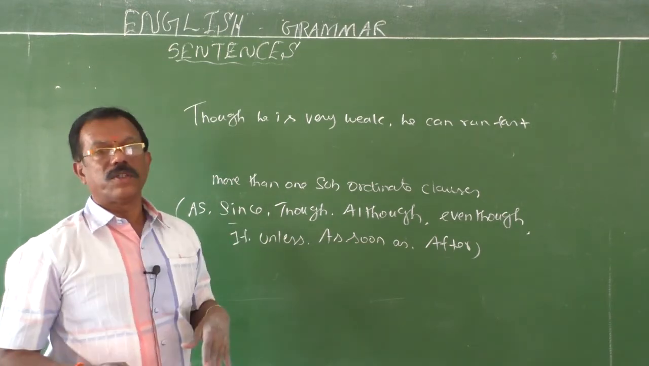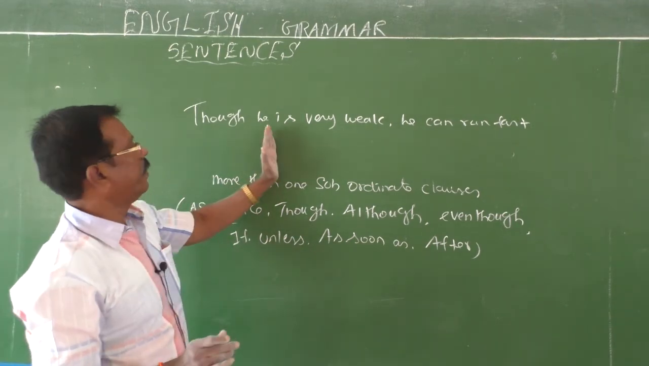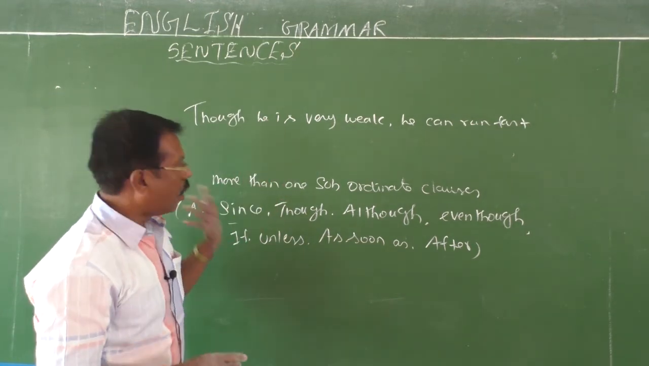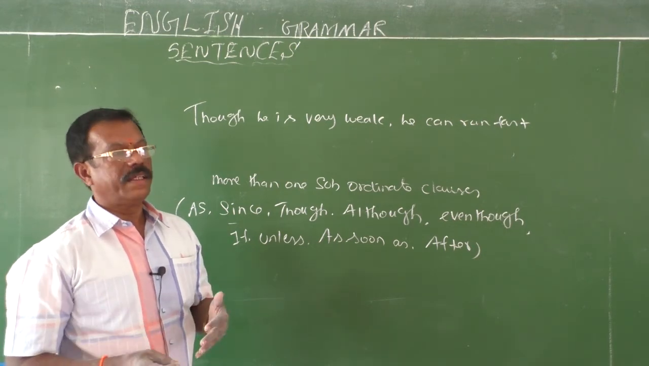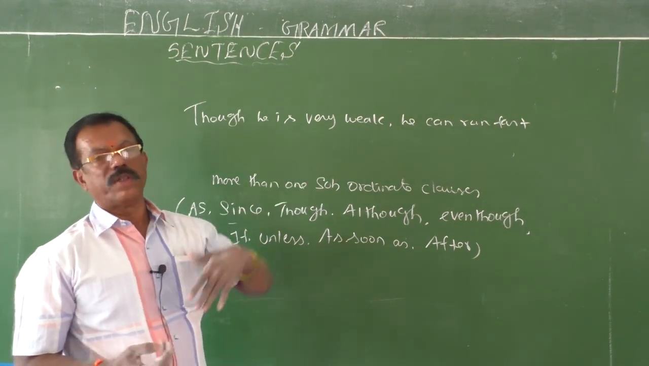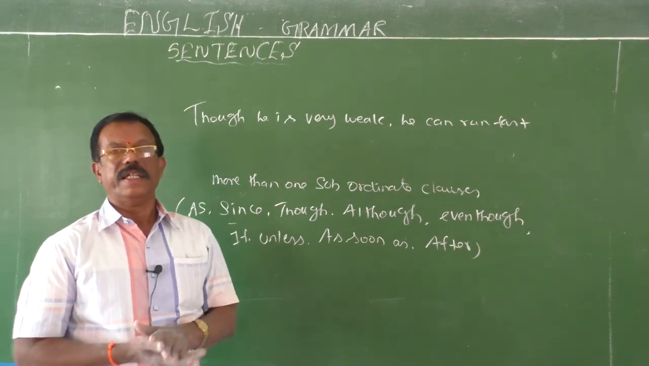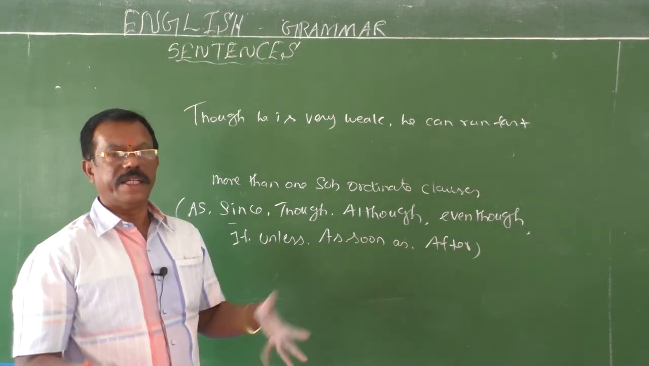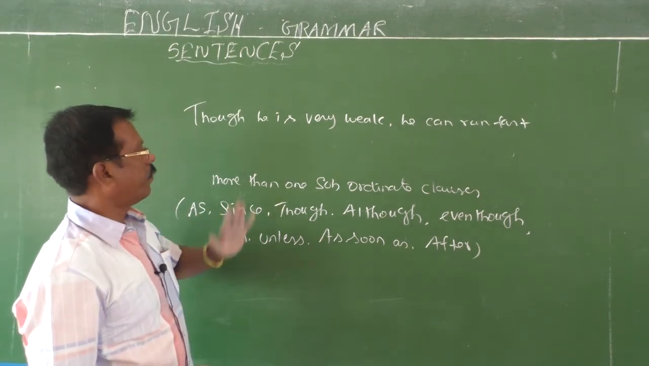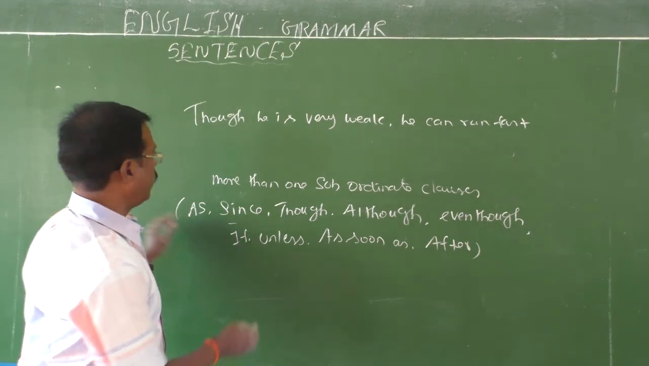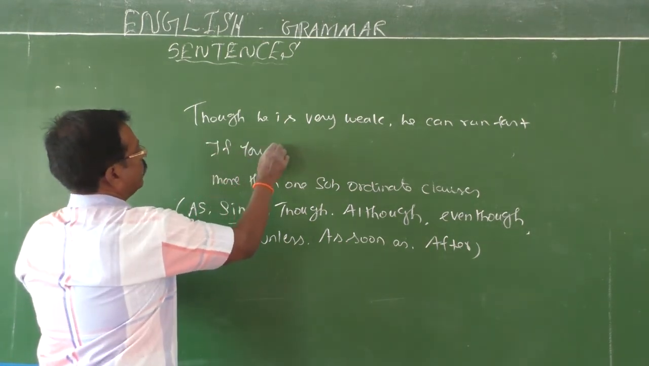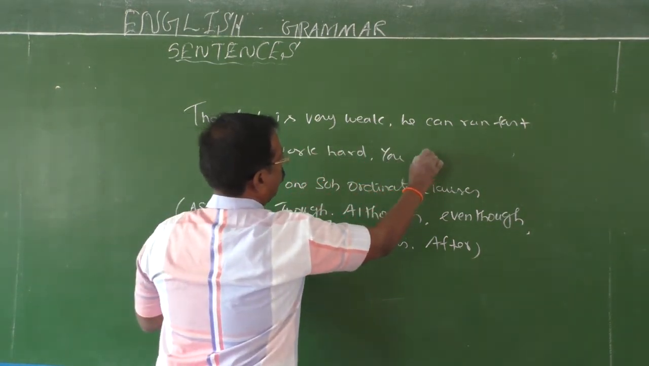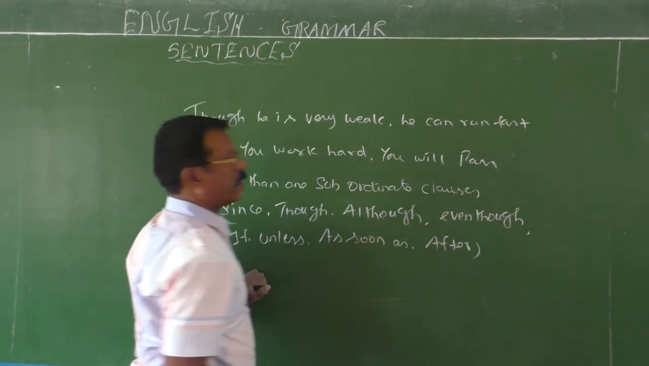Although, even though. So you can use the same thing. Though he is very weak, he can run fast. Though he is very dull, he can speak English well. Although it is rainy, he can manage to go there. Even though it is very dark outside, he can drive the vehicle without any disturbance. Okay, like that you can frame complex sentences. If you work hard, you will pass. If you work hard, you will pass.